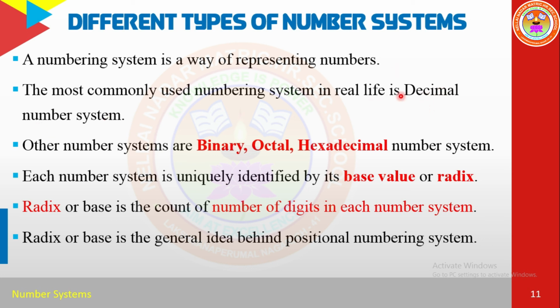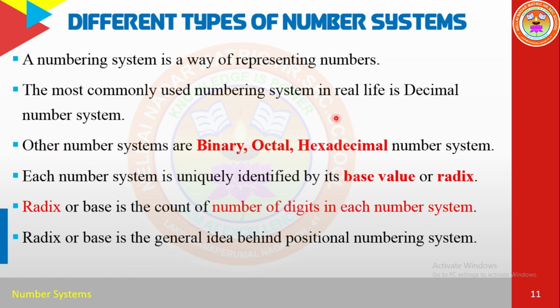We know this very well. Why? Because the decimal number system has 0 to 9, totally 10 values. If you want to create or calculate any numerical values, all the numerical values are made from 0 to 9. That's why we are mentioning here that the most commonly used numbering system is the decimal number system. Point number 3, other number systems.